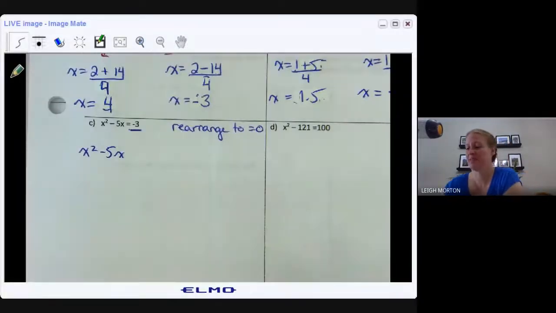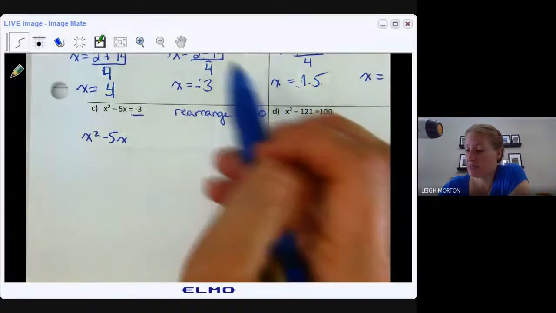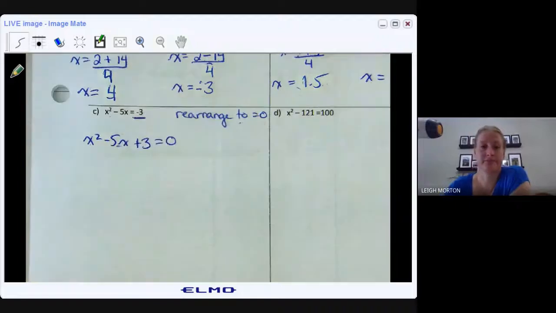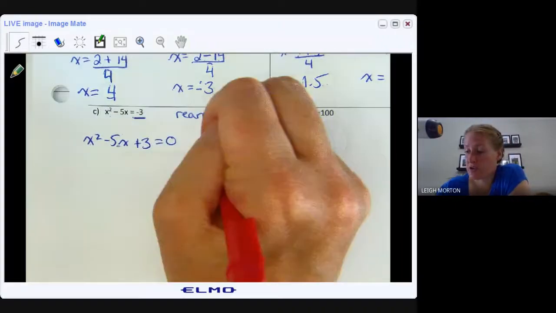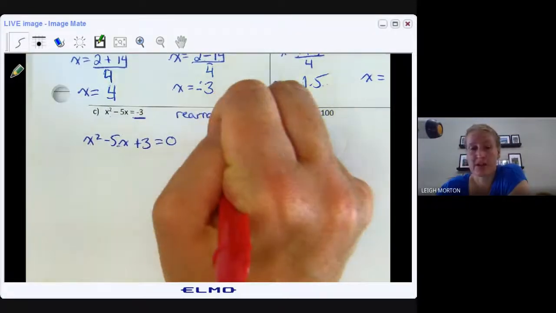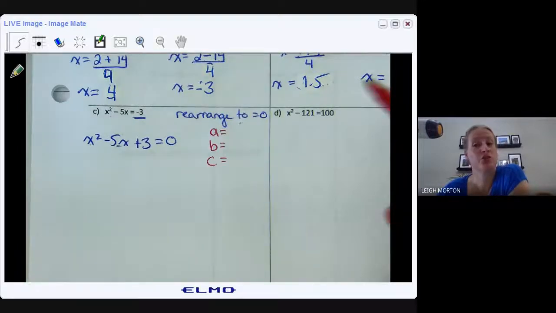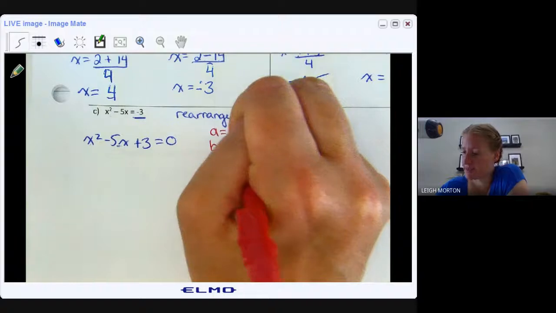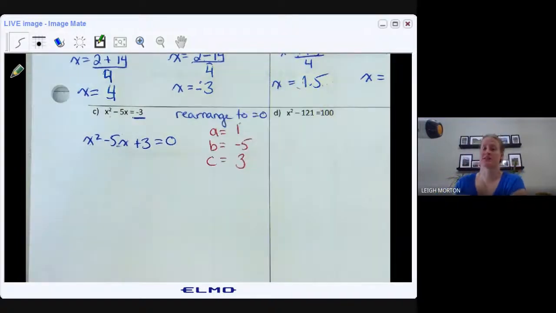Okay, we're back. So when I rearrange C to equal 0, I'm going to have x squared minus 5x plus 3 equals 0. Now I can use my quadratic formula. You guys go ahead and work through that to find the zeros, please. So A is 1, B is negative 5, and C is positive 3.